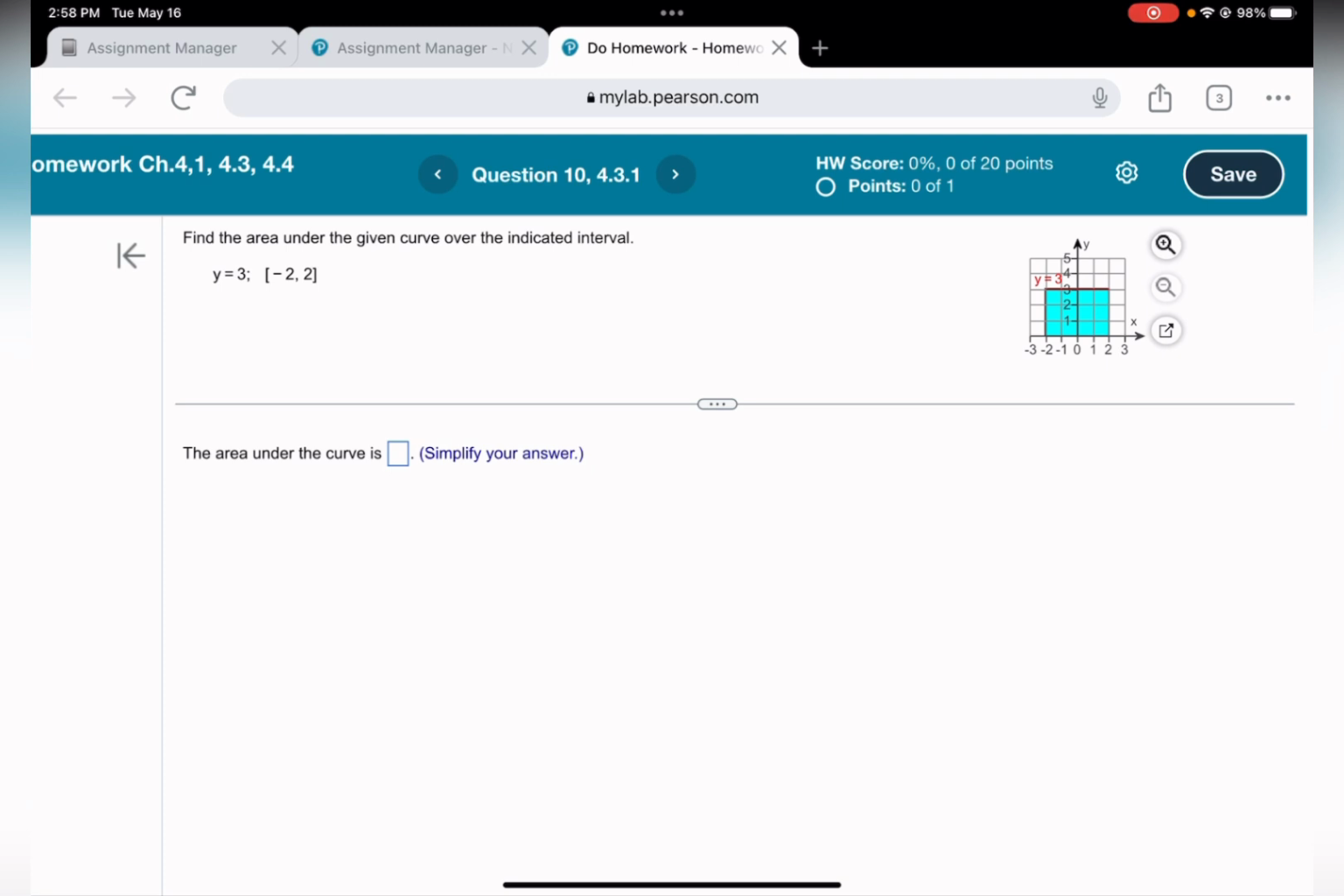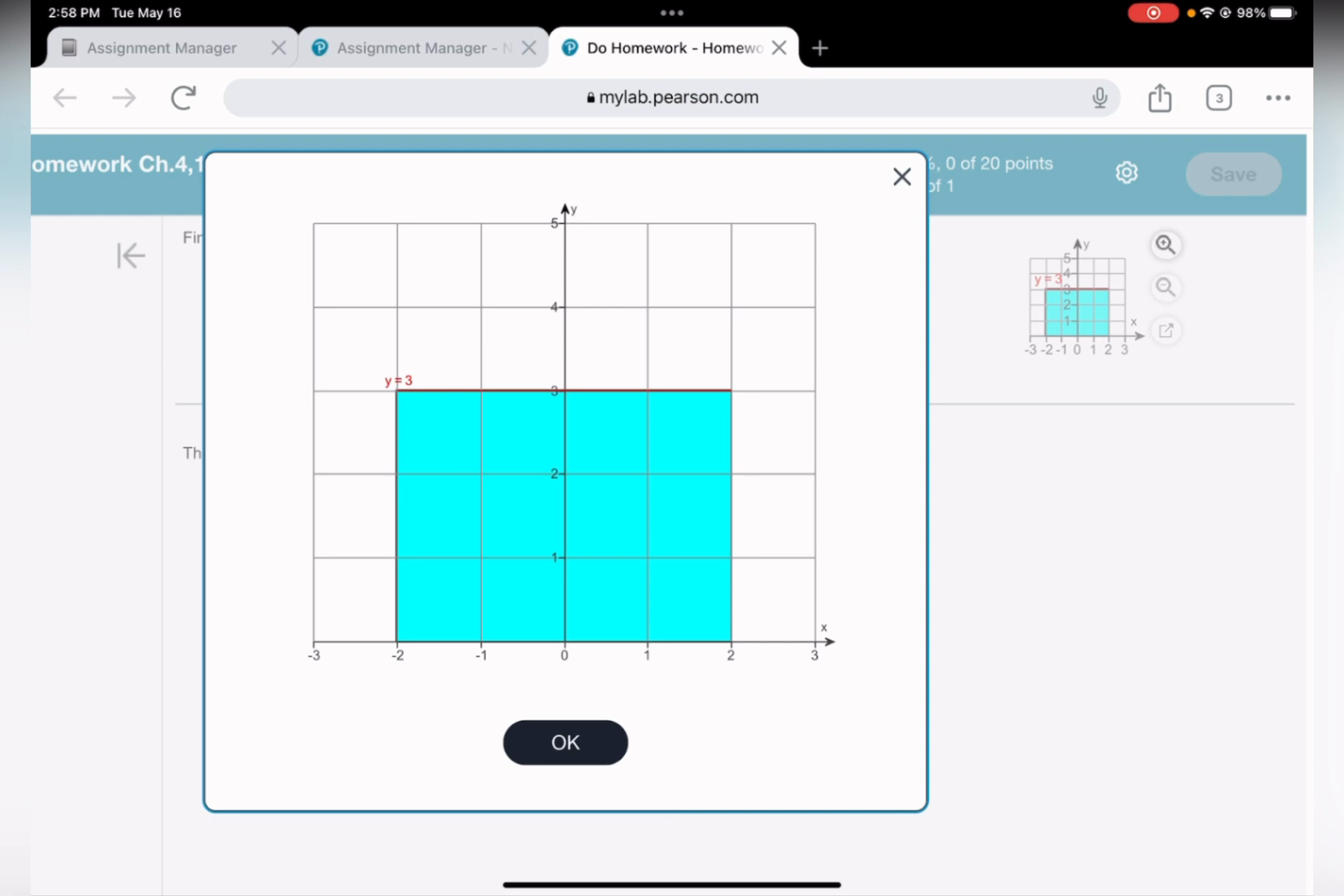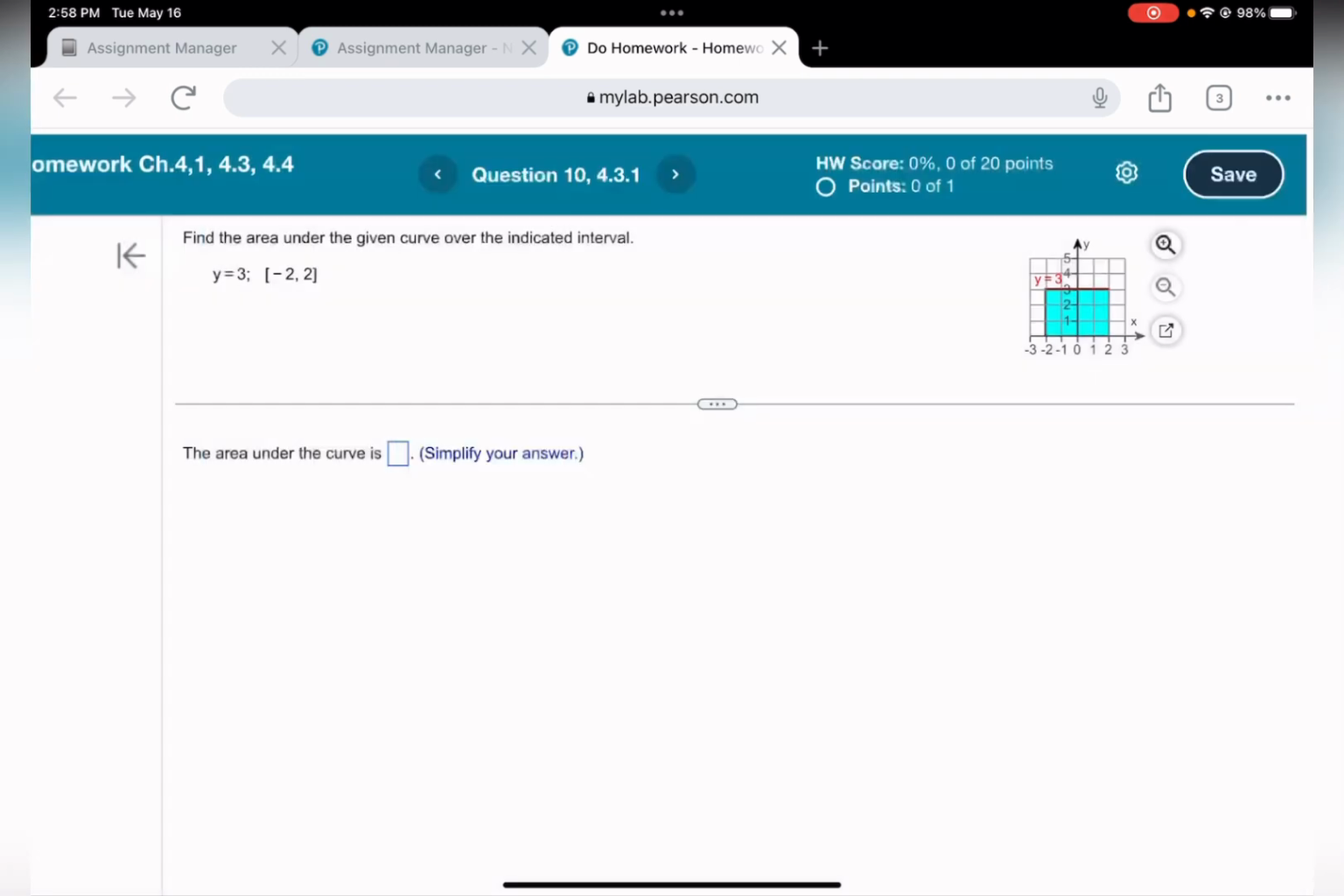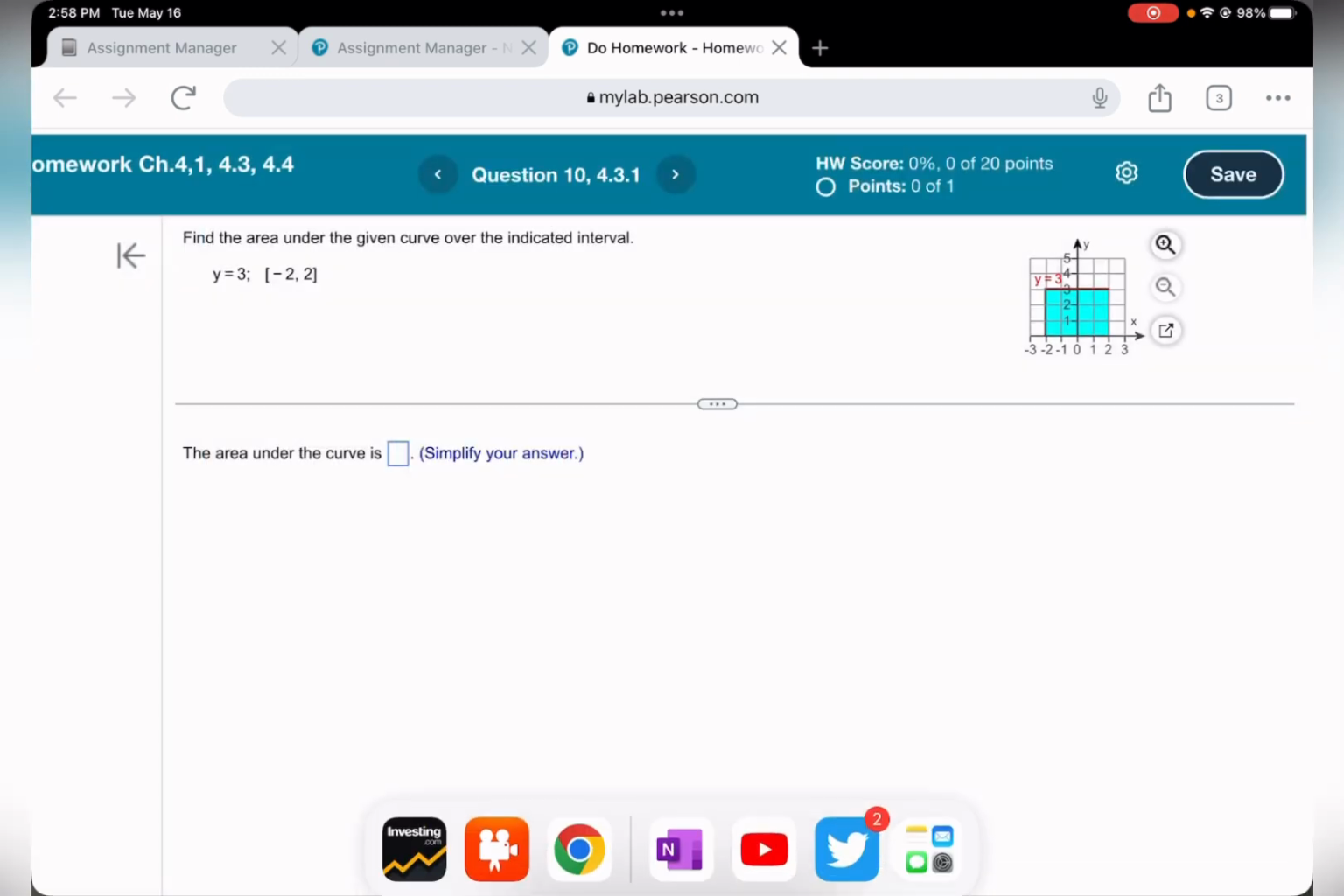It's given y is equal 3. Here we have y is equal 3, and we need to find the area under the graph y is equal 3. Well, since the graph is given, I could calculate this easily. See, horizontally I have 4 squares, vertically I have 3. 4 times 3 is 12. But I'm going to show you how to use an integral to calculate the area.